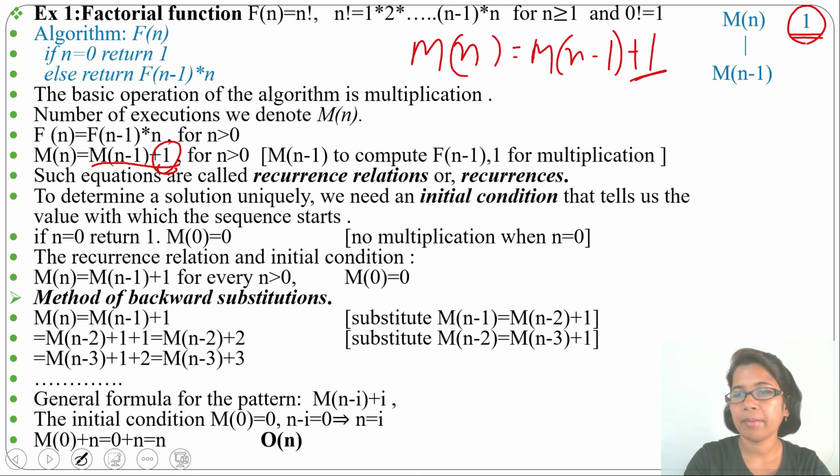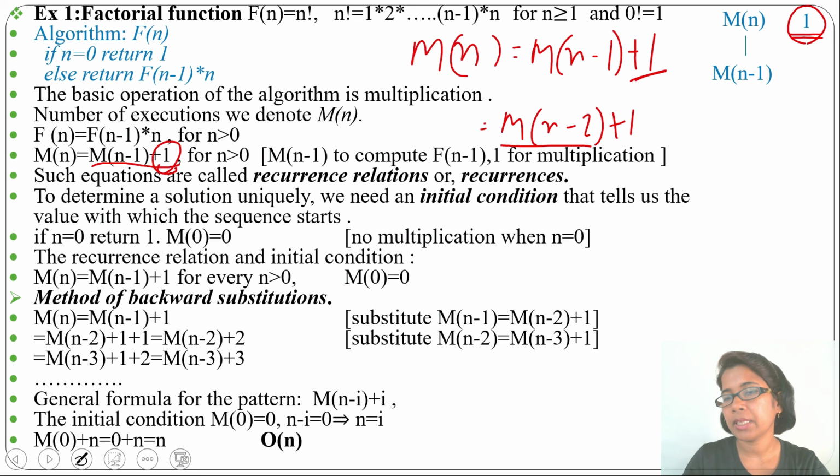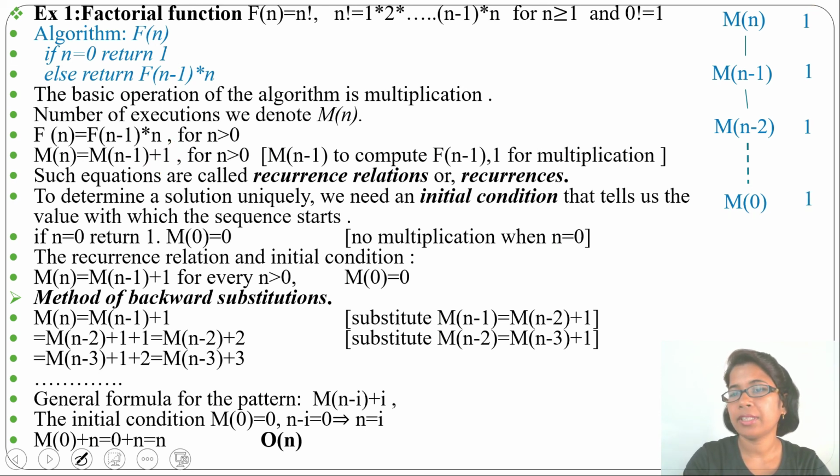Next, m of n minus 1 will be equal to m of n minus 2 plus 1. So from this we'll call m of n minus 2 and the number of multiplications will be 1. Then from n minus 2 we'll call m of n minus 3, then m of n minus 4, like this it will continue, and finally we'll reach m of 0 and the number of multiplications is 1. So this is our recursion tree.